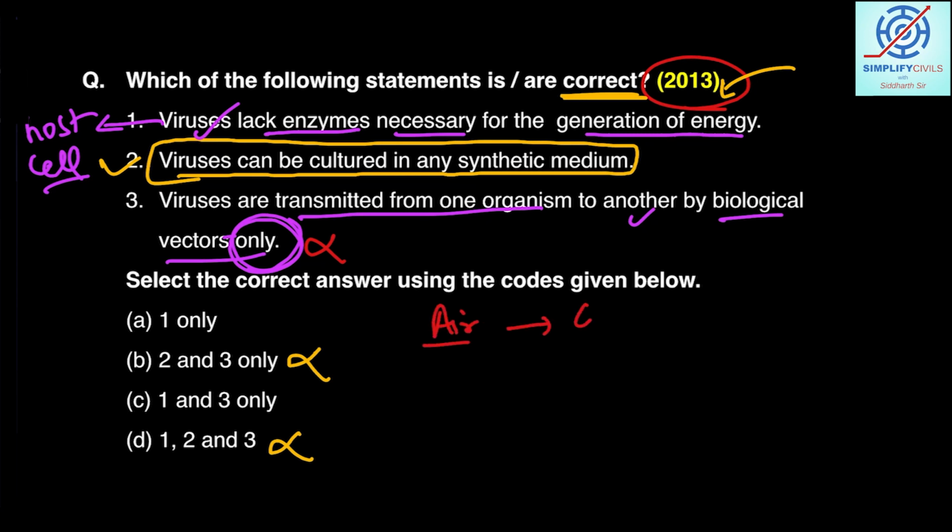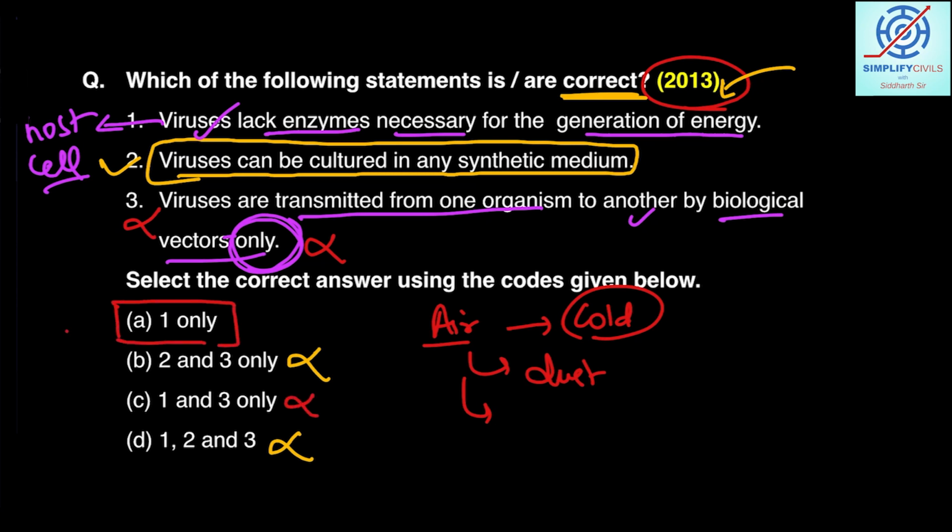So if we say common cold, you get infection from the dust, you get infection from contaminated water also. So not just biological vectors. So statement 3 is also wrong, and the answer to the question is only A.